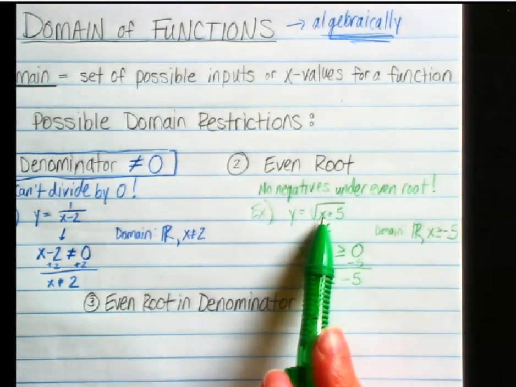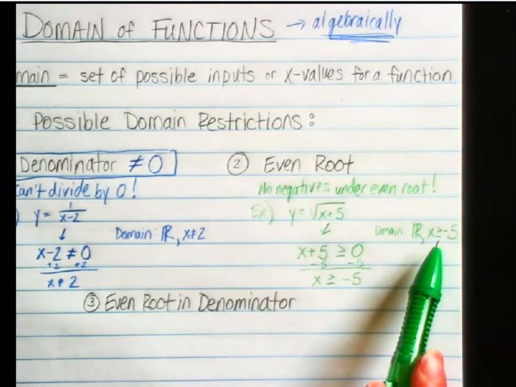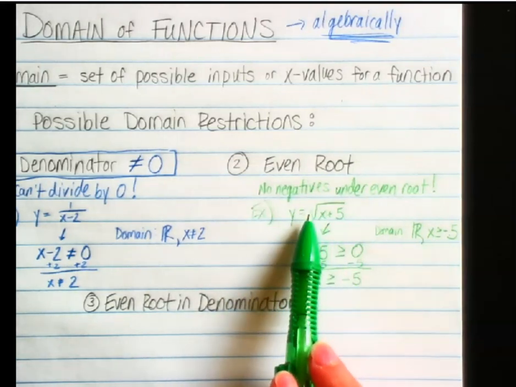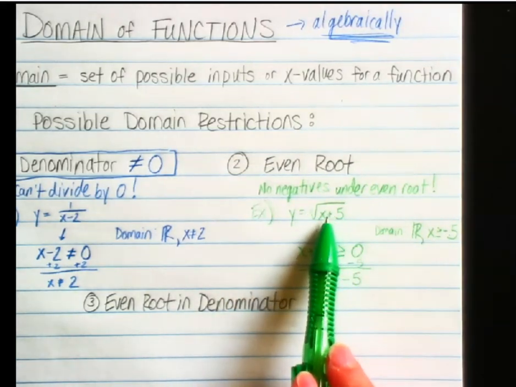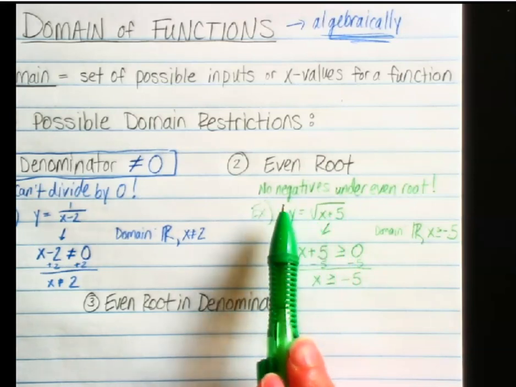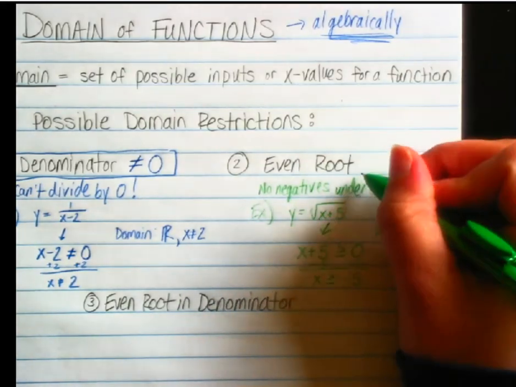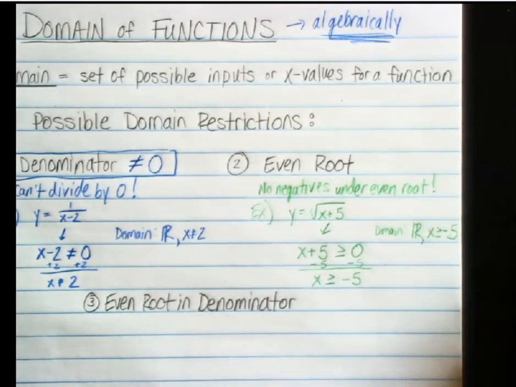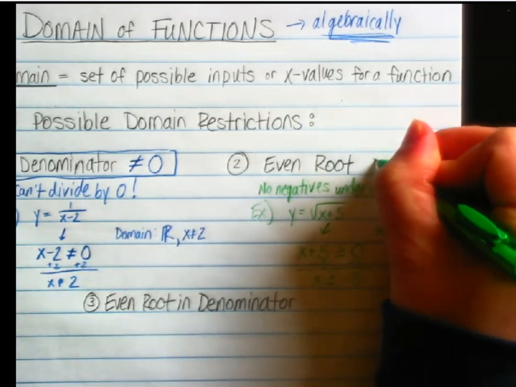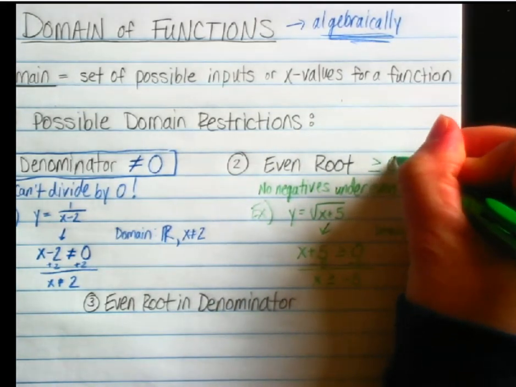But if I were to try any number less than negative 5, so negative 6, negative 6 plus 5 would give me negative 1. That's what we're not allowed to have, no negatives. So if you ever have an even root, the symbol you're going to use to find the domain is that it has to be greater than or equal to 0.